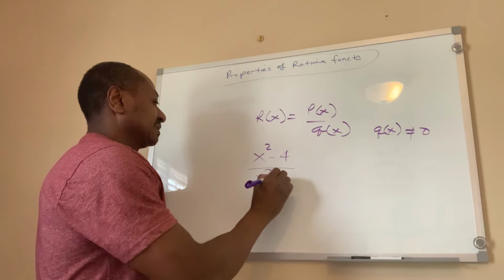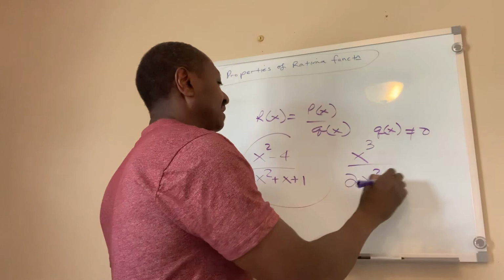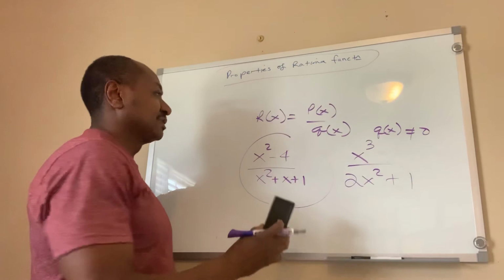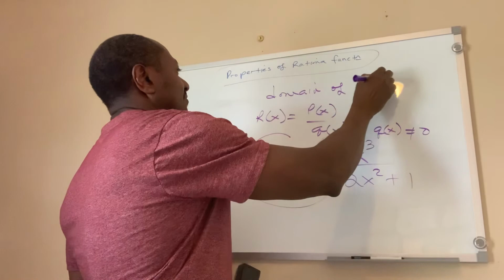I can also have x to the 3 over 2x squared plus 1. This is also another rational function, and so forth. So what we're gonna be looking at is, first, how to find the domain of a rational function. Domain of a rational function.